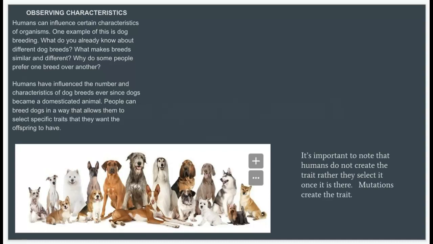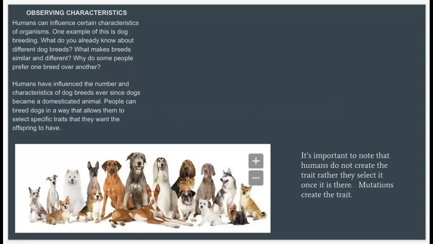Now, humans started this a long time ago in dogs and in cats and a lot of other animals. The process is called domestication. So humans take traits that they want and they breed individuals with those traits together to try and have those desirable traits become more common in their kids. It's important to note that humans don't create new traits, okay? We just select them once the traits are there.